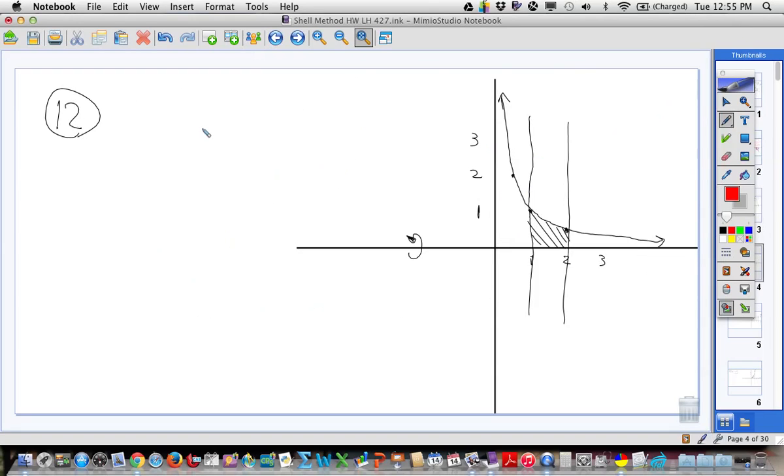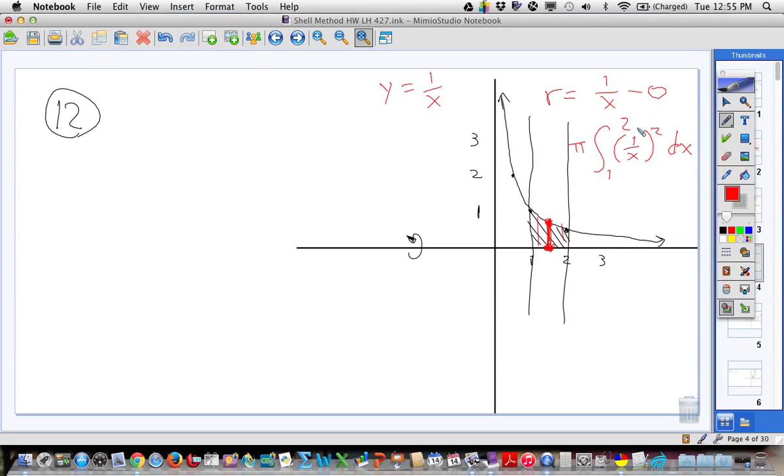All right, as opposed to number 12. Number 12 would have been way easier to not do the shell method. If we could have just done a regular old disc right here, perpendicular to your axis of revolution. Here's your axis, so here's your slices. This would have been way easier to just do a radius. This is y equals 1 over x. So this would have been way easier to do 1 over x minus 0 and done the integral of pi radius squared from, what, 1 to 2? That would have been a piece of cake to do number 12, but you weren't supposed to do that. You were supposed to do it with the shell method.